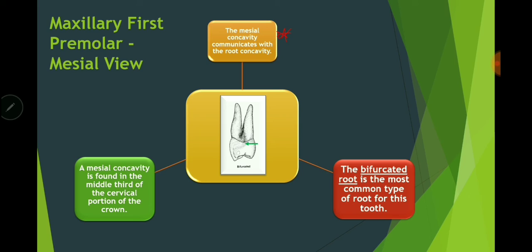The crown concavity communicates with the root concavity, meaning when you see this outline here, you have a concavity and it extends all the way here. So that's why they say it communicates with the root. Which tooth has the mesial concavity communicating with the root concavity? I say maxillary first premolar. And bifurcated root is the most common type of root form. So I usually have two roots.